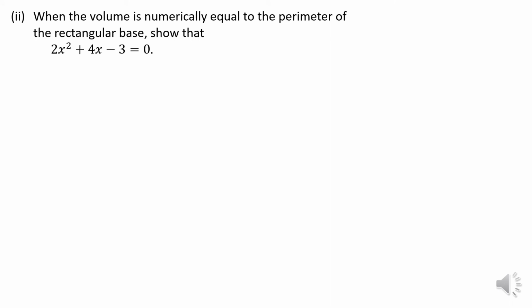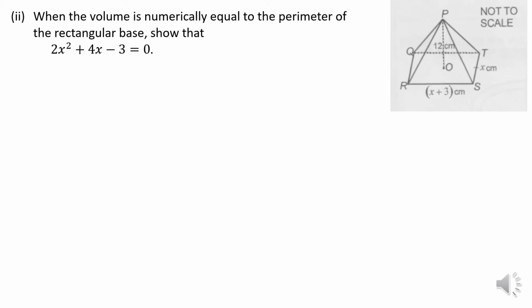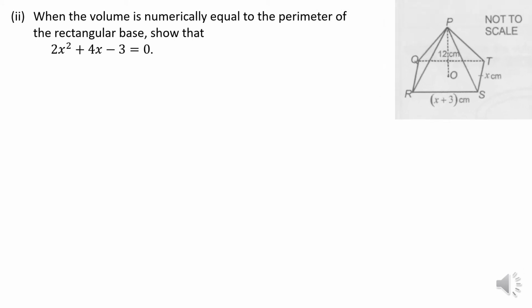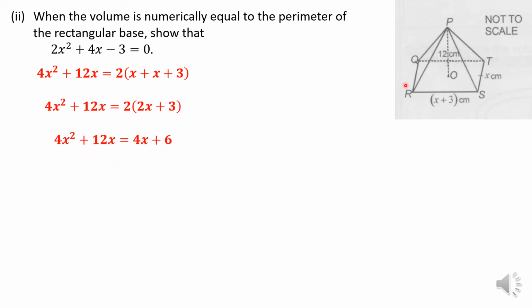Right, the second part says the volume is numerically equal to the perimeter of the rectangular base. So we know already what the rectangular base is, looking at our diagram here. It is going to be x plus x plus 3, double of that. That's why I have it like that. Then you clean that up, and you eventually end up with 4x plus 6 for the perimeter of the rectangle there.